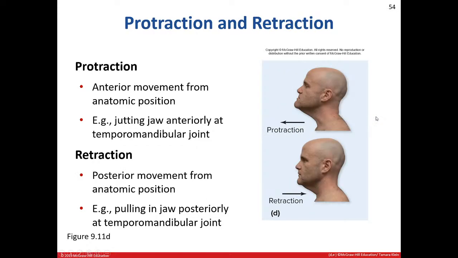All right, now protraction and retraction is where we move a body part either anteriorly or posteriorly in the anterior and posterior plane. So we can do this with the jaw. We can jut it out, stick it out, and perform protraction. Or opposite of that, we can bring it back into place, and that is retraction, where we pull it back.